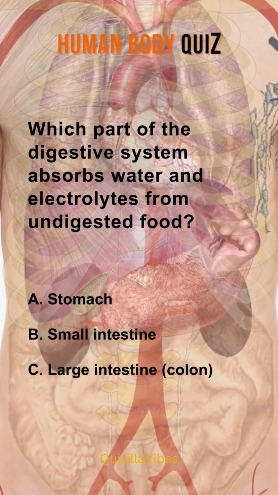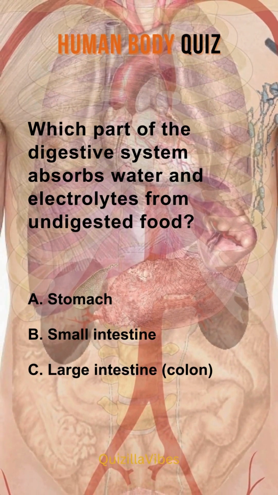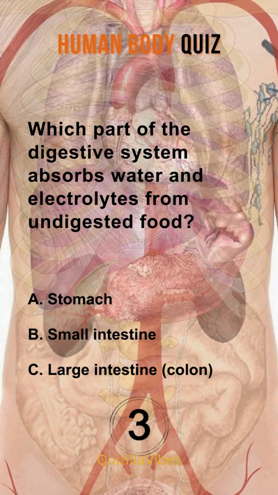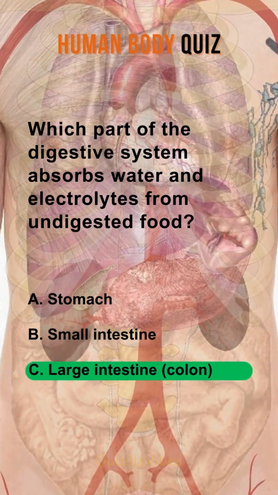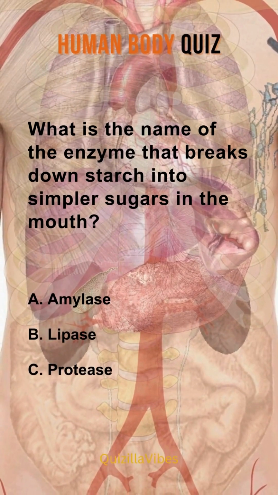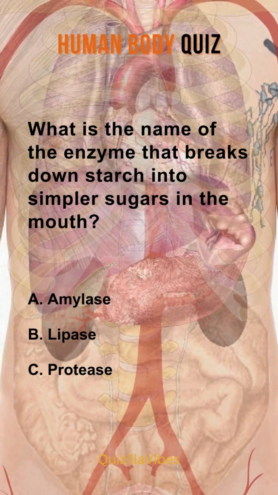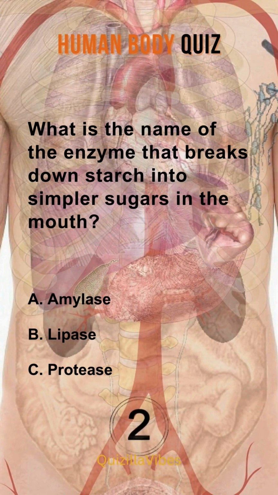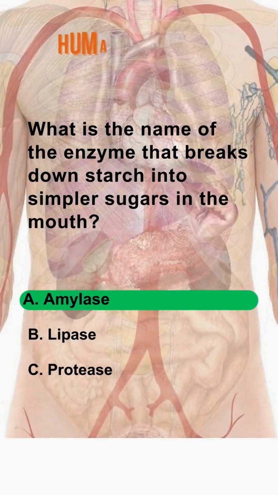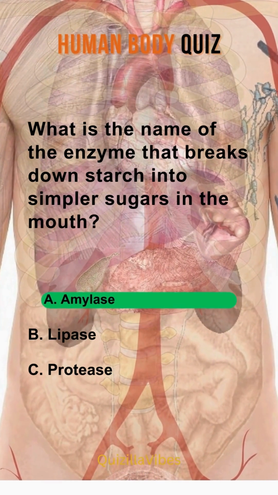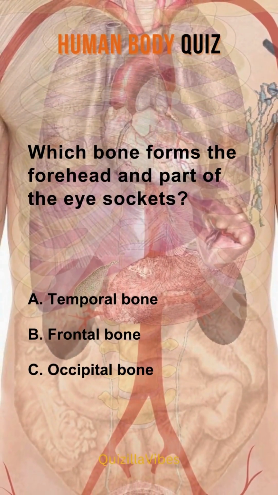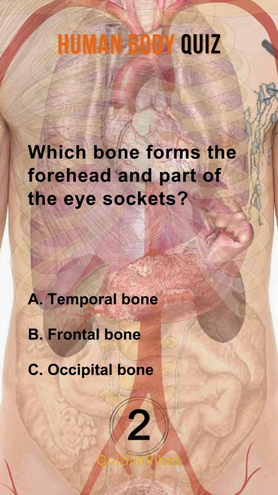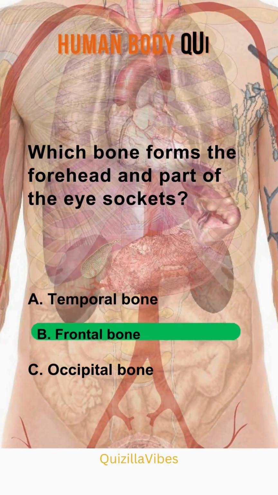Which part of the digestive system absorbs water and electrolytes from undigested food? Large intestine, colon. What is the name of the enzyme that breaks down starch into simpler sugars in the mouth? Amylase. Which bone forms the forehead and part of the eye sockets? Frontal bone.